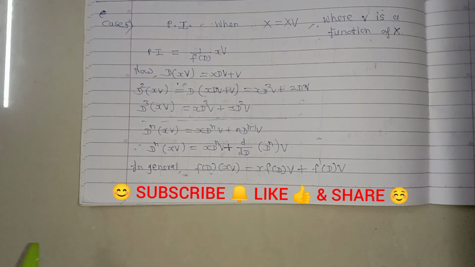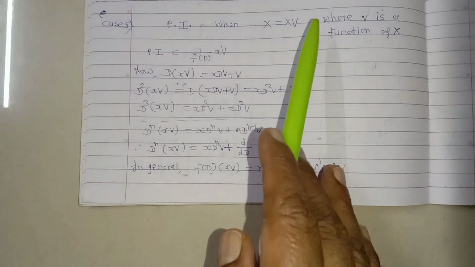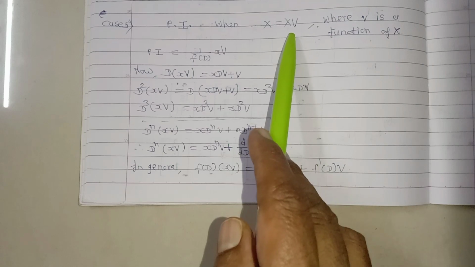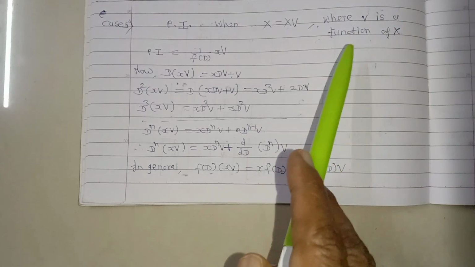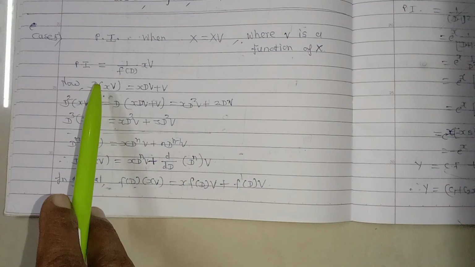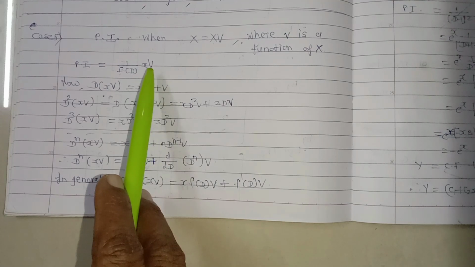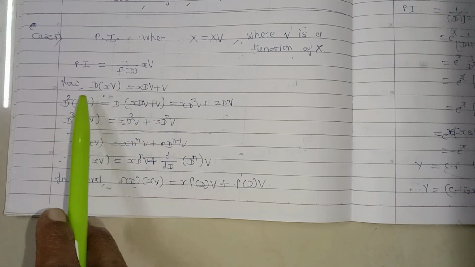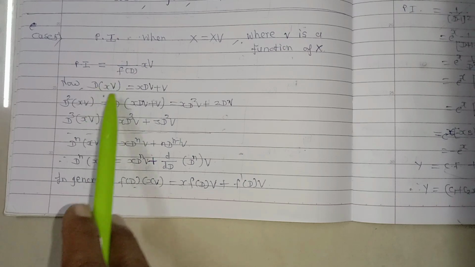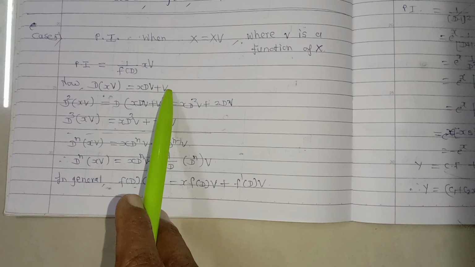Today we will study case 5, where the particular integral operating factor is of the form x into phi, where phi is a function of x. Particular integral equals 1 upon f(D) operated on x into phi. Now the derivative of x into phi equals, using the product rule, x into derivative of phi plus phi into derivative of x, which is 1.